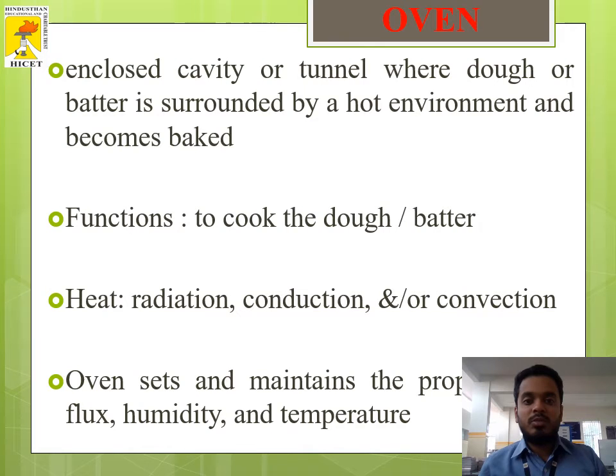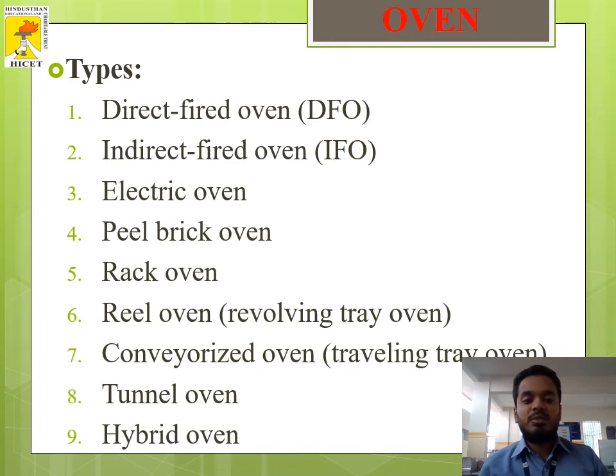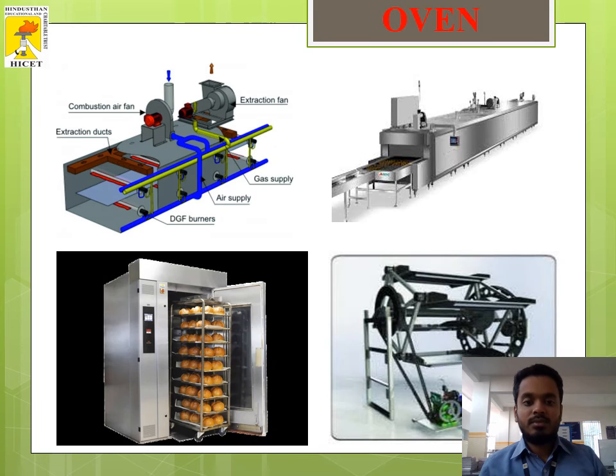So the mode of heat that ovens can use is radiation, conduction, or convection. Oven sets and maintains proper temperature, flux, humidity, etc. So these are the types of ovens that are used in baking: direct fired oven DFO, indirect fired oven IFO, electric oven, peel brick oven, rack oven, reel oven, conveyorized oven, tunnel oven, and hybrid oven. So these are somewhat image representations of ovens.